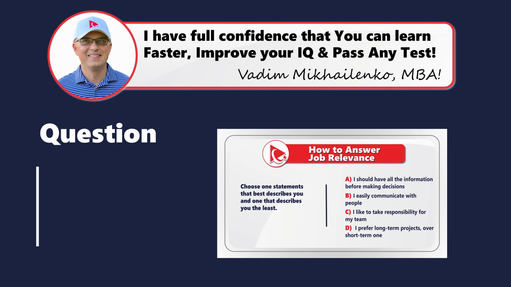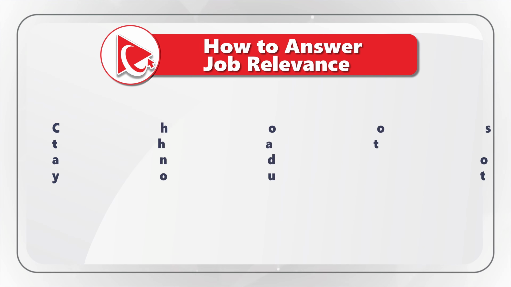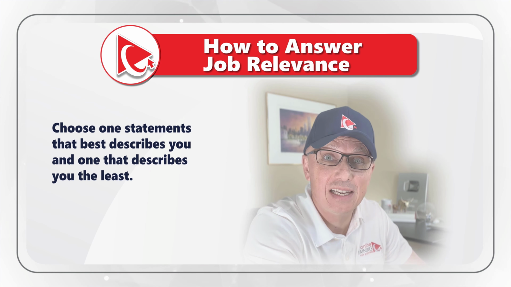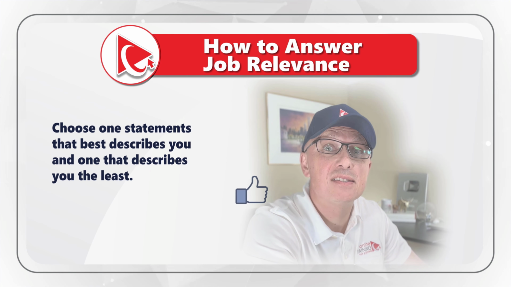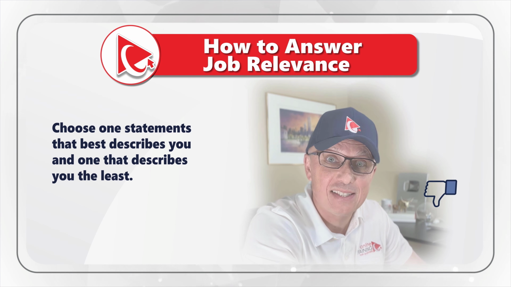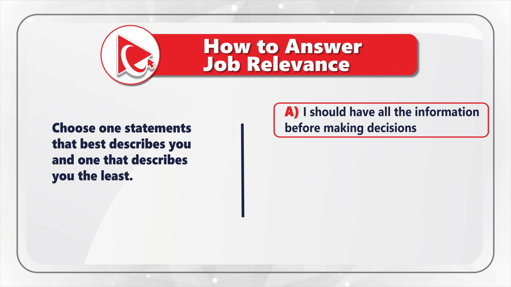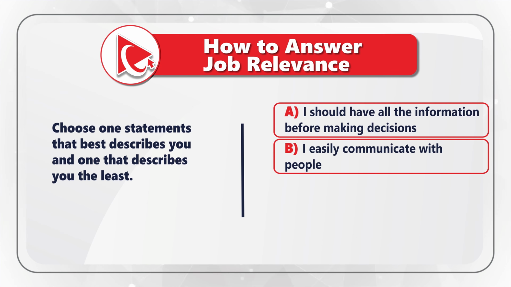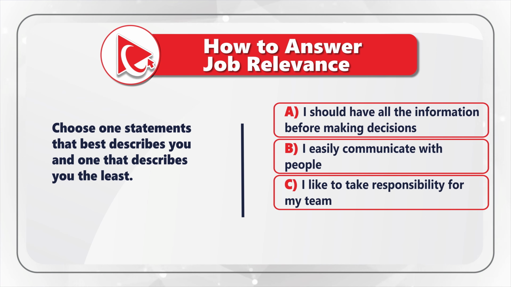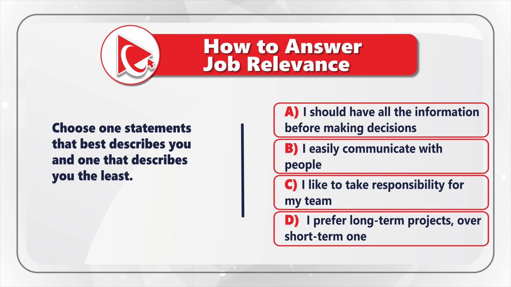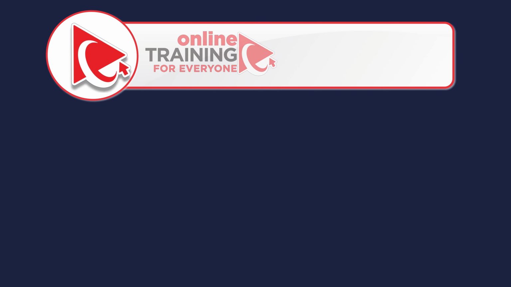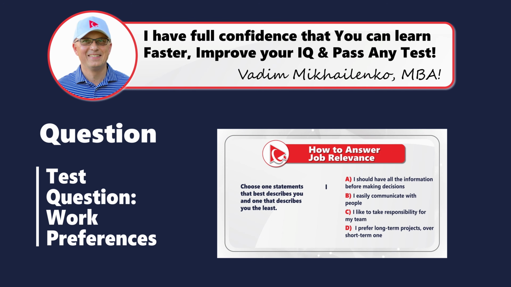Here's a very interesting question which you cannot just answer because you need a strategy and approach on how to answer. You need to select from two statements, one that best describes you and one that describes you the least. And your choices for selections are: choice A, I should have all the information before making a decision. Choice B, I easily communicate with people. Choice C, I like to take responsibility for my team. And last but not least, choice D, I prefer long-term projects over short-term ones. Take a close look to see if you can come up with the answer. And more importantly, you need to decide on what type of considerations you would choose to answer this particular question.